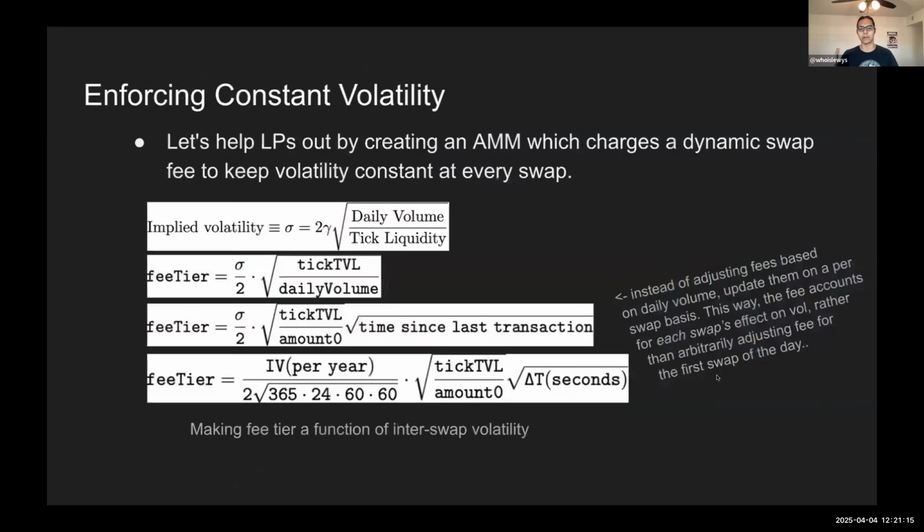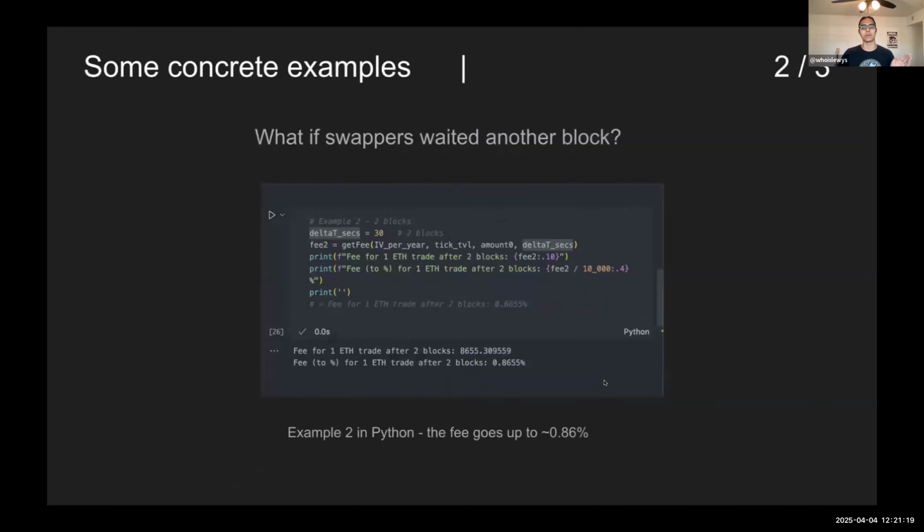So one of the key inputs here is time between swaps, this delta T in seconds. So let's look at what happens if someone had waited 2 blocks since the most recent swap. So they wait 2 block times here, 30 seconds. They don't get charged double the fee. It's like square root of delta T is what they get charged extra. So they get charged a bit more, 0.86%.